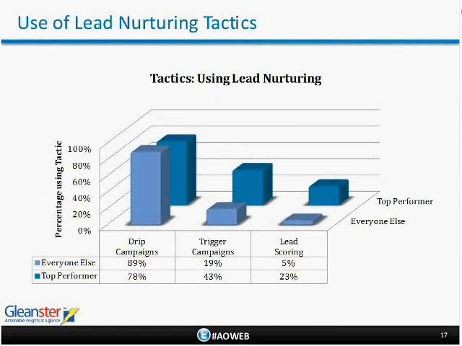If we look at the tactics being leveraged, we pretty much know that small businesses are using email tools, and they are using them for newsletters and for those drip-type campaigns. The light blue bar is everyone else, and the turquoise bar is top performers. From a drip marketing standpoint, that's pretty consistent across the market. Everybody knows how to do it, and they're doing it.